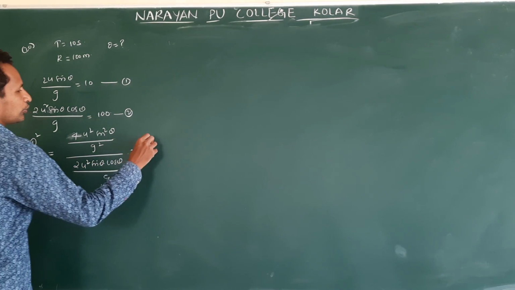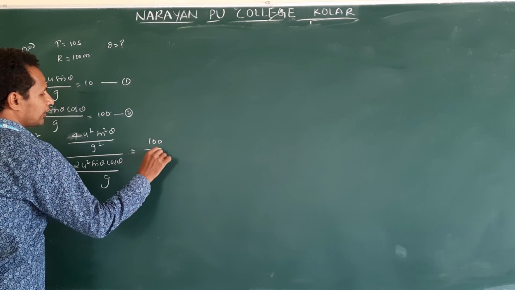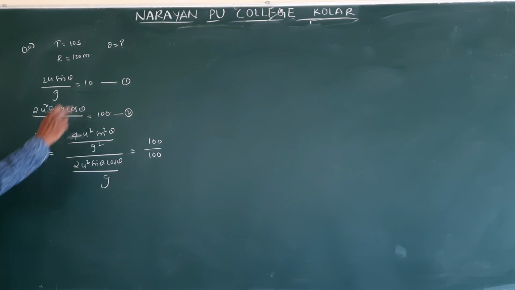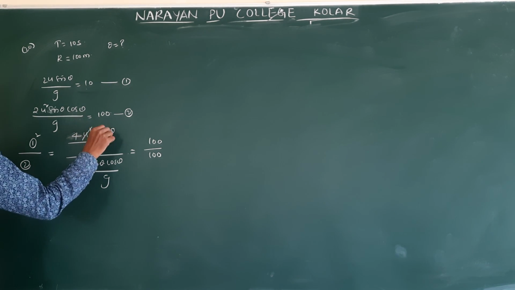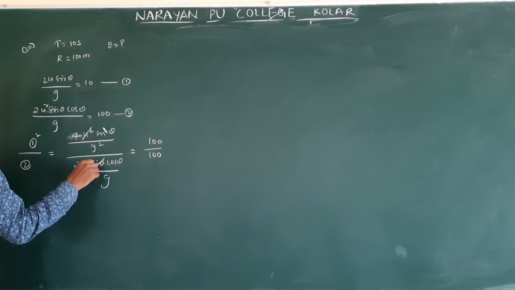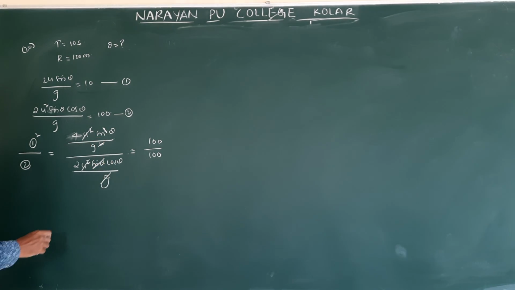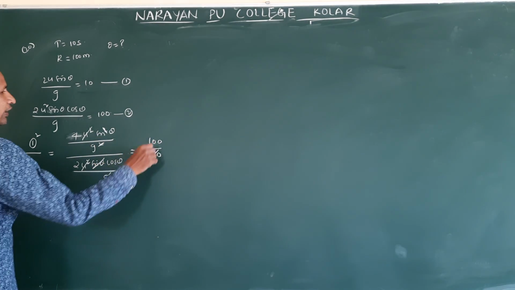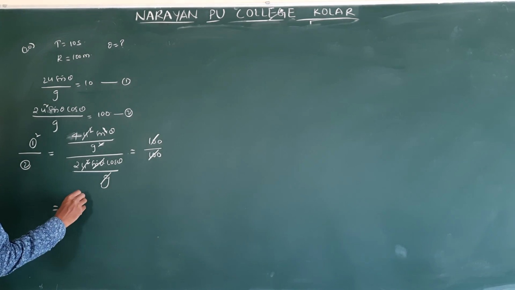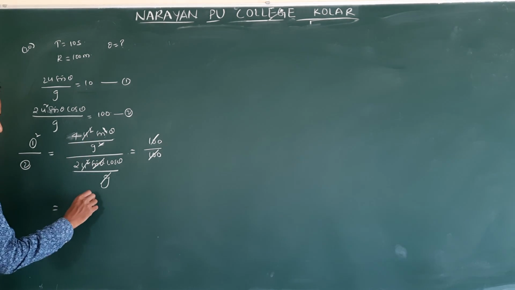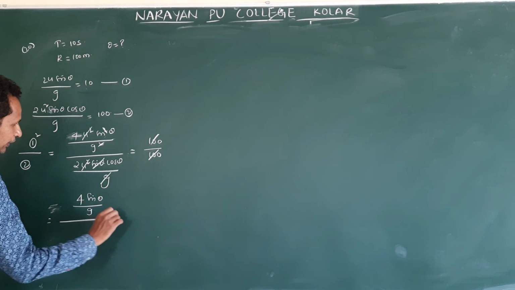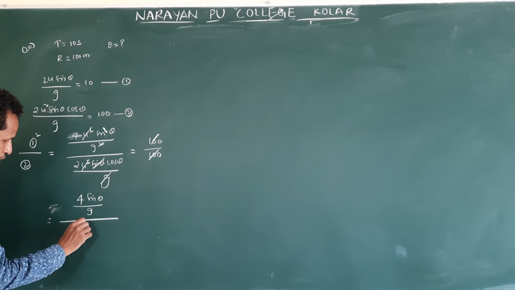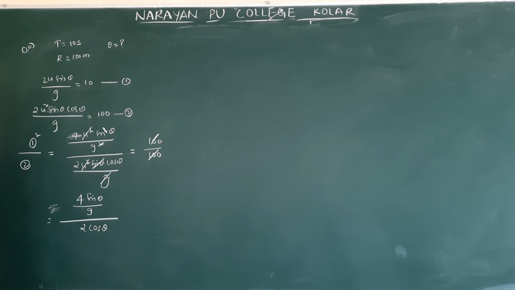This is equal to 100 by 100, since 10 square is 100. So u square cancels, one sin theta cancels, one g cancels. Then what do you get here? 100 also cancels. Here I am writing 4 sin theta by, what is there here, 2 cos theta. This is equal to 1. Right?